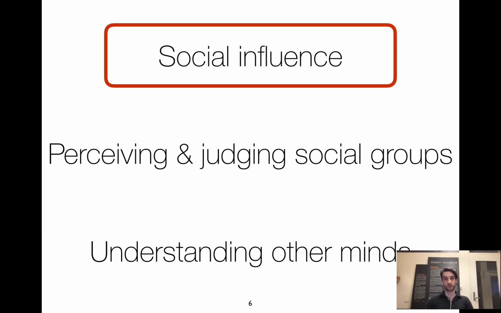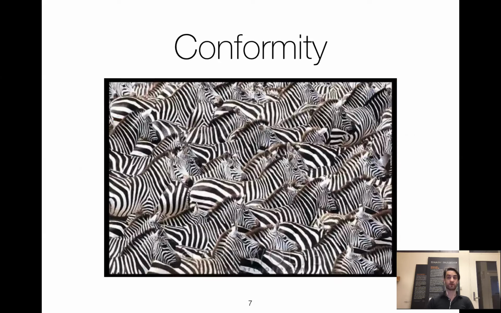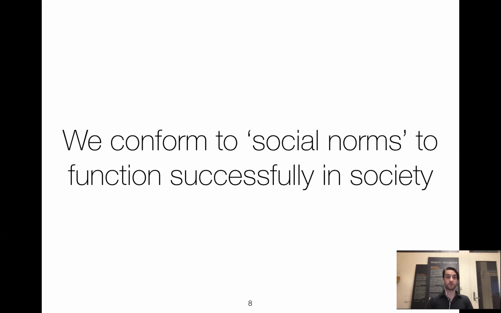Okay, so let's start with social influence. And like I said, there's going to be a particular focus on the domain of conformity, because as I'm sure you all can comprehend if you just think about it for a second, we conform to social norms to function successfully in society all the time. We have an understanding of the proper etiquette. We have an understanding of the kind of things you'd wear to a job interview. We have an understanding of how much eye contact is enough, how much is too much or too little, and so on and so forth.